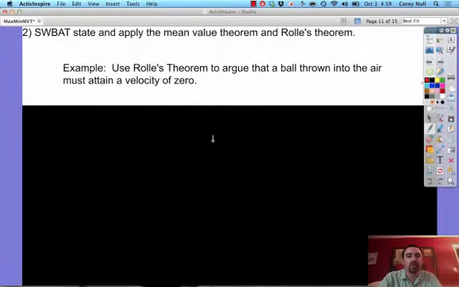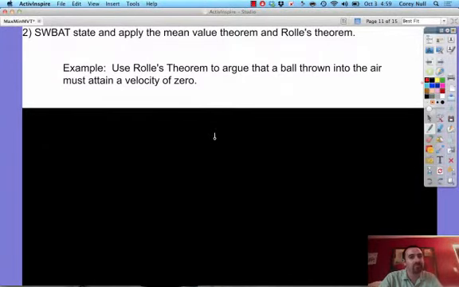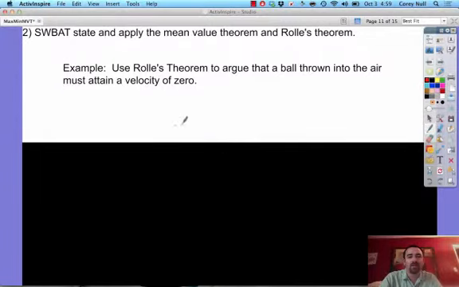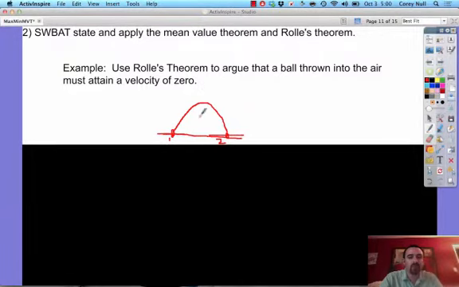Okay, so we're going to do an example here. We're going to argue that a ball thrown into the air must at some point attain a velocity of 0. Well, that's not so bad. If I'm standing here and I throw a ball up in the air, it's going to come down. We know that about gravity. Here's the ground again, right? The ground is the same height the whole time. So that means that from time A to time B, it went up, it went down. From maybe 1 second to 2 seconds, it went up and down.